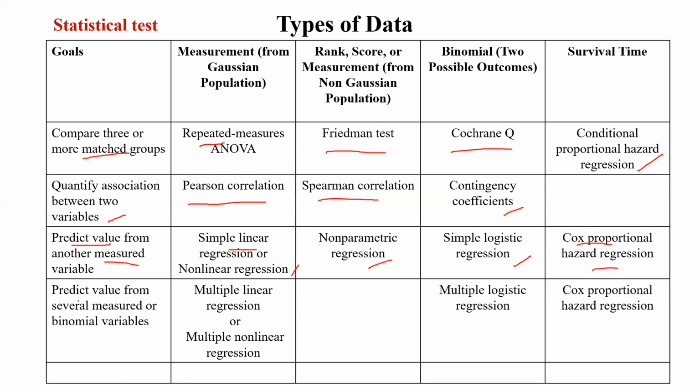In continuation, if we are going to predict a value from several measured or binomial variables, then for parametric we'll go for multiple linear regression or multiple non-linear regression, for binomial we'll go for multiple logistic regression, and for survival we'll go for Cox proportional hazard regression. So these are the basic points we need to understand as allied health sciences and public health experts. Once we have data and we are going to analyze it, we need to understand which statistical test we can apply in which conditions.